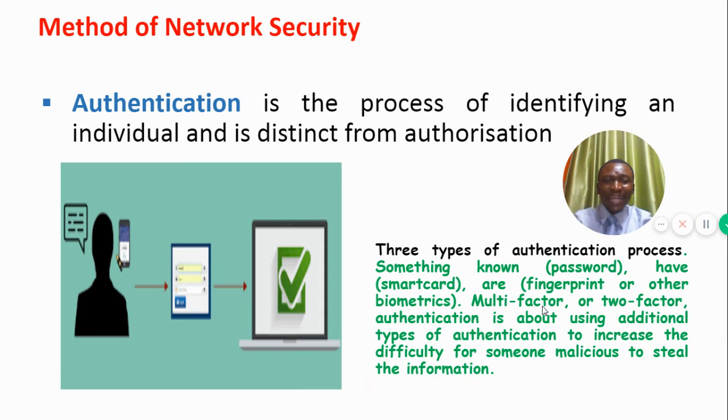We'll be talking about the multi-factor, the two-factor. It's about using additional types of authentication to increase the difficulty for someone malicious to steal the information. With even your Yahoo mail, it will require you to log in with your password, and after the password, it sends you a code on your phone that you should enter to authenticate again, to be sure it is you. That is one method of network security.